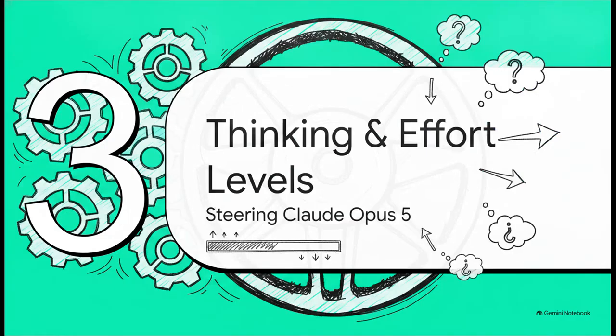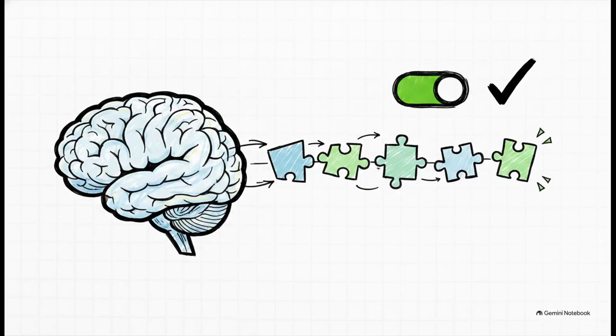Okay, Section 3, Thinking and Effort Levels. Steering the powerful Opus 5. So Claude's thinking capability is essentially its extended reasoning mode. This is where the model actually pauses to work through a really complex problem step by step before it gives you a final answer. And the best part, with Claude Opus 5, this extended reasoning mode is active out of the box. You don't need to write up these super complex system prompts to coax it into thinking anymore. It just does it naturally.